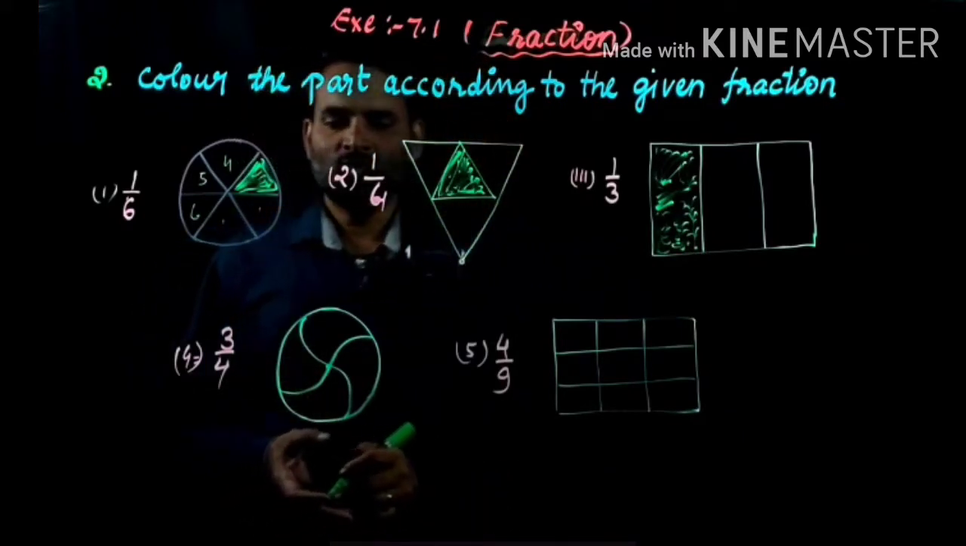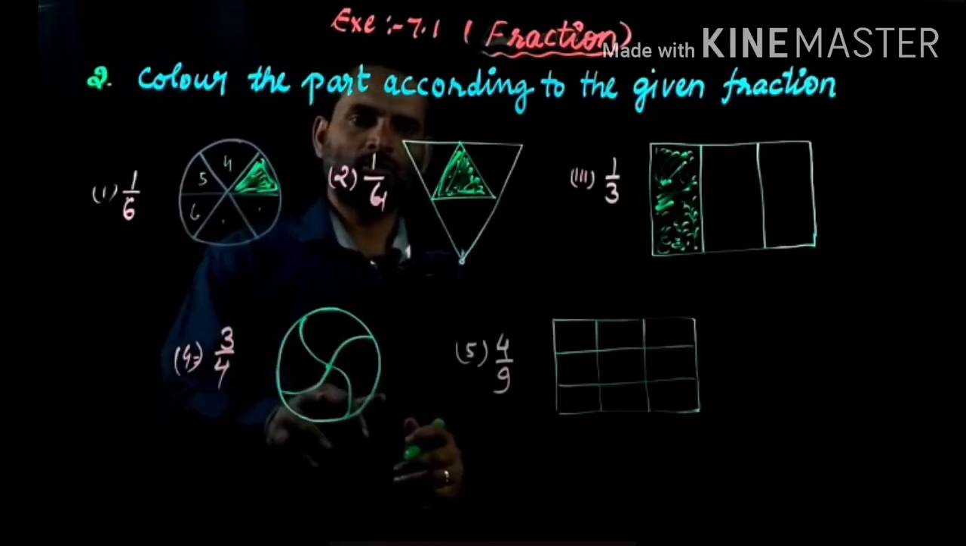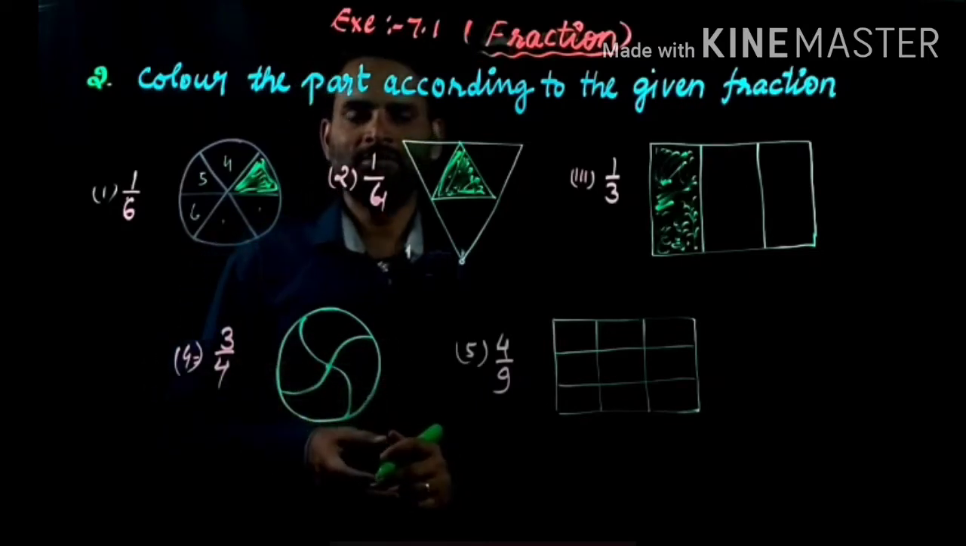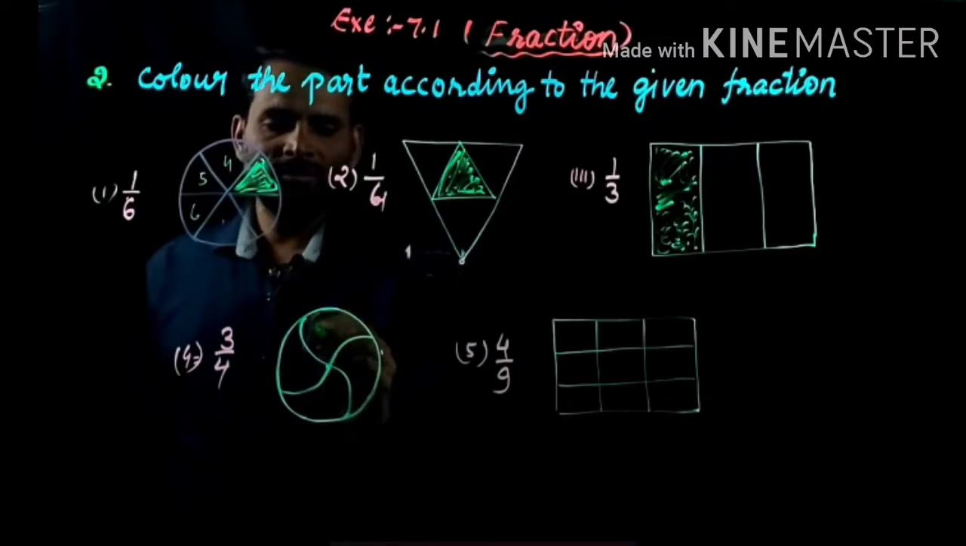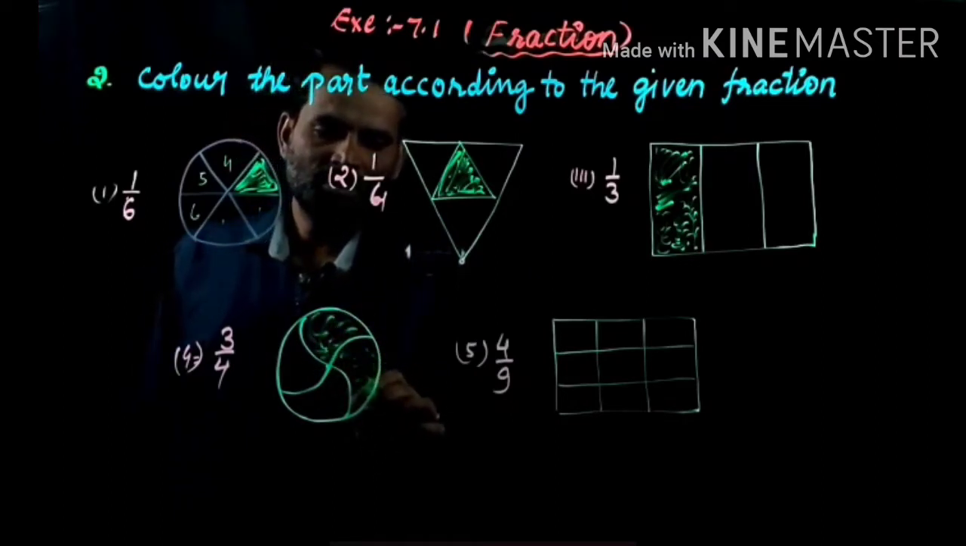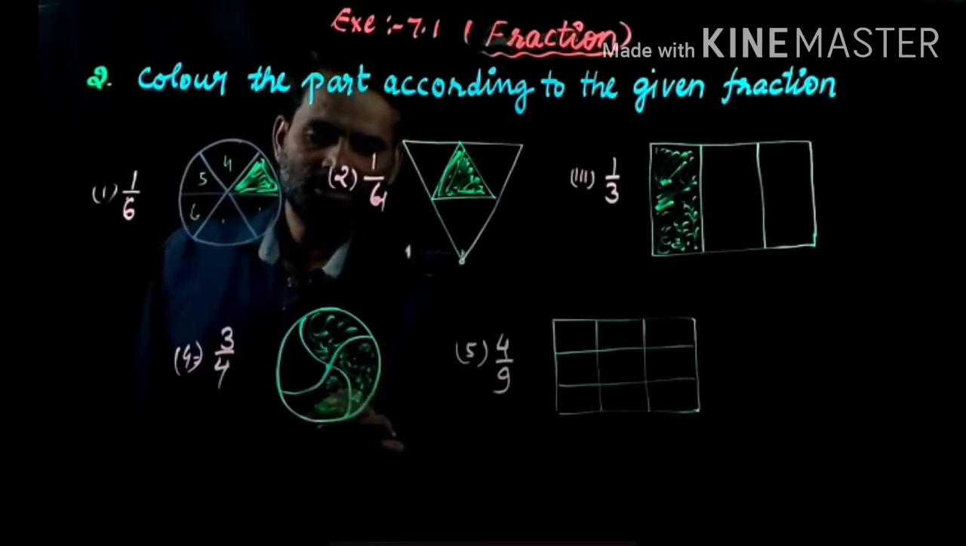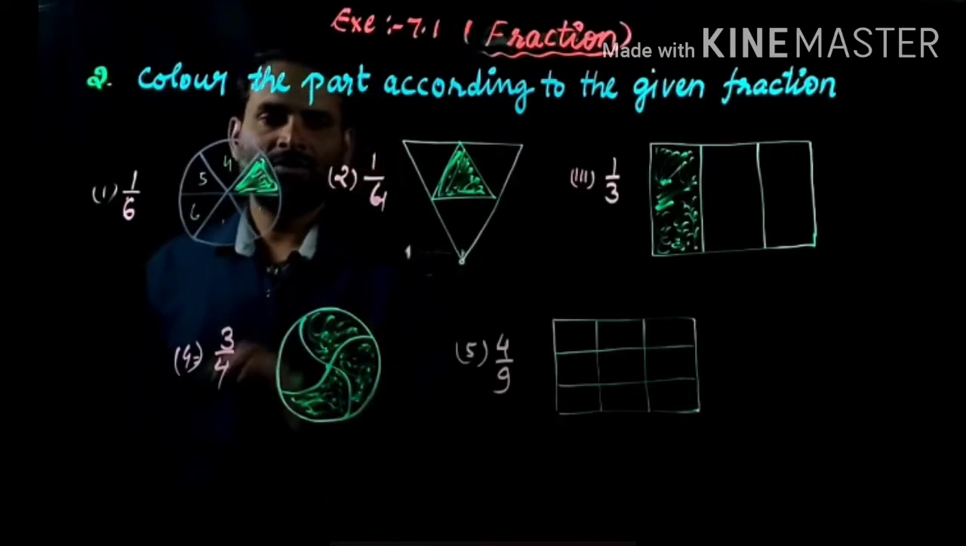Fourth is 3 by 4. 3 by 4 means the total number of parts is 4: 1, 2, 3, 4. Okay, and 3 parts will be filled. So any 3 parts will be filled. This is the first part, this is the second, and this is the third part you fill. Okay, the total number of filled parts is 3.